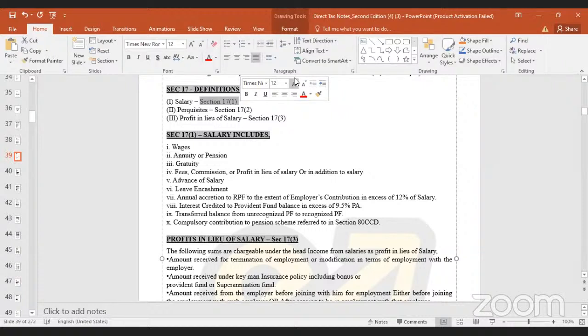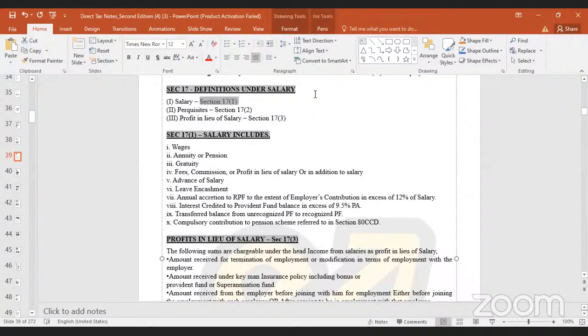So before going for the exemptions under section 10, subsections 10, 10A and 10 10A, all these exemptions, we have to know the definition of salary. A salary includes wages, annuity or pension. What's the meaning of annuity? A periodical payment which you're receiving is stated as an annuity. Usually we think the basic salary which you receive is the only salary. No, it also includes your pension, gratuity, commission, advance of salary. It's not advance against salary, but advance of salary, and leave encashment.